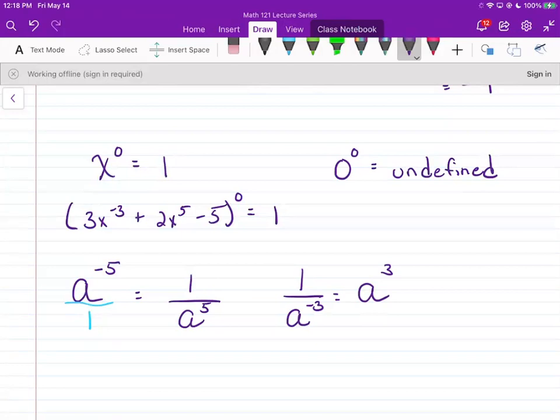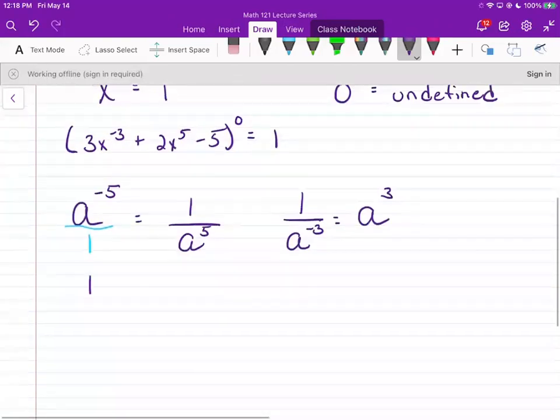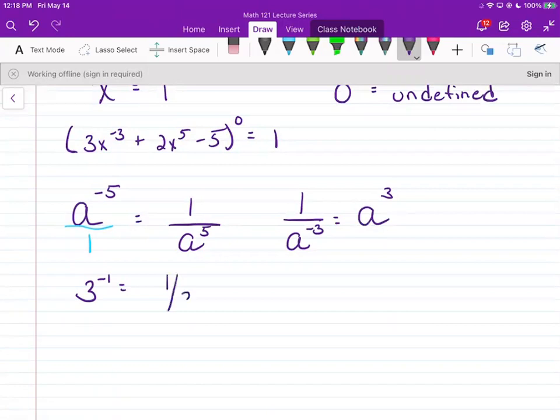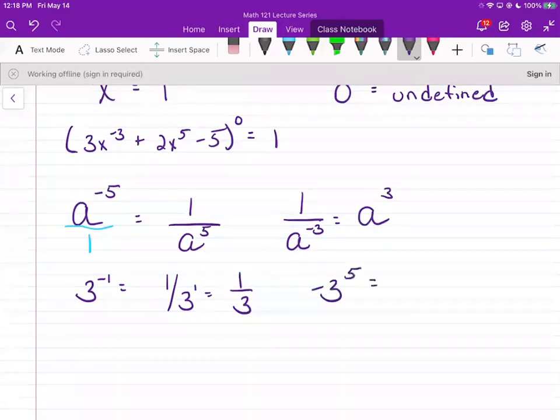Where you have to be careful is, don't do anything differently if you're dealing with numbers. So for example, if you're dealing with 3 to the -1 power, that's going to become 1 over 3 to the first power, or just 1/3. But notice a negative out front, such as -3 to the 5th, stays -3 to the 5th. The exponent itself is not negative.